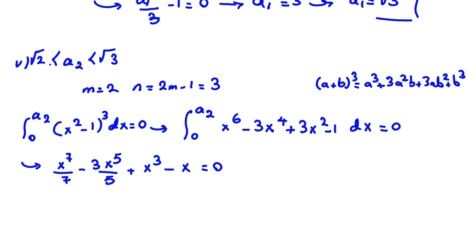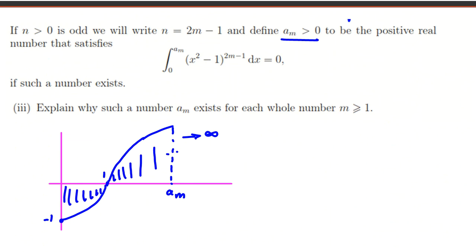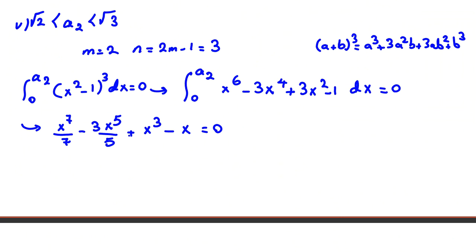We want to say the answer is between root 2 and root 3. Let me check. As you can see, we have only one value that is equal to 0, because before that and after that, here it is a negative integral and here it will be positive. So we can find only one answer. The problem says prove that it is between root 2 and root 3. So if at root 2 it is negative and at root 3 it is positive, then we can conclude A2 is between them. So let's define this as f of x.